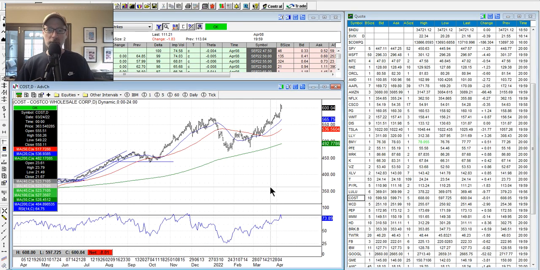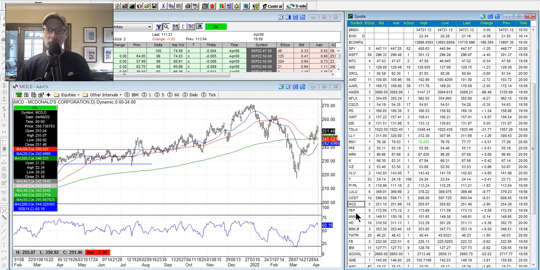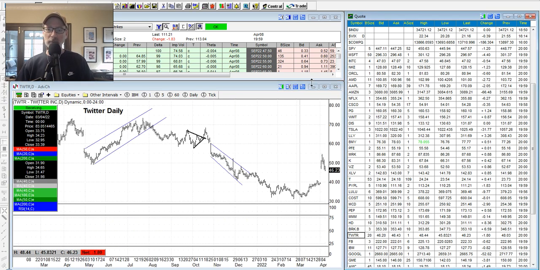Costco, also just a beast, keeps going up. McDonald's, still looking good, above the moving averages. Pepsi's had this nice run. Look at this nice, beautiful up channel right here. Good for Pepsi. Twitter, a lot of people have been talking about Twitter lately.